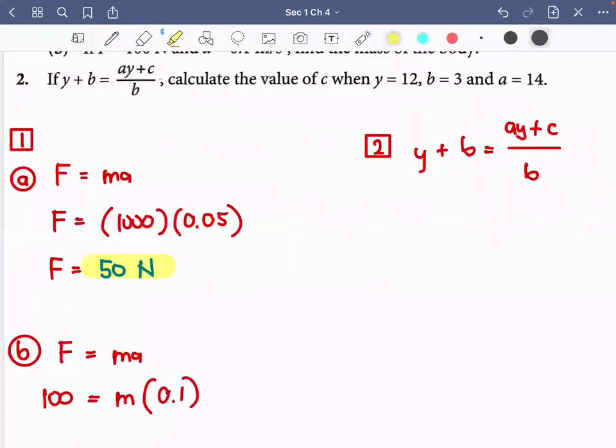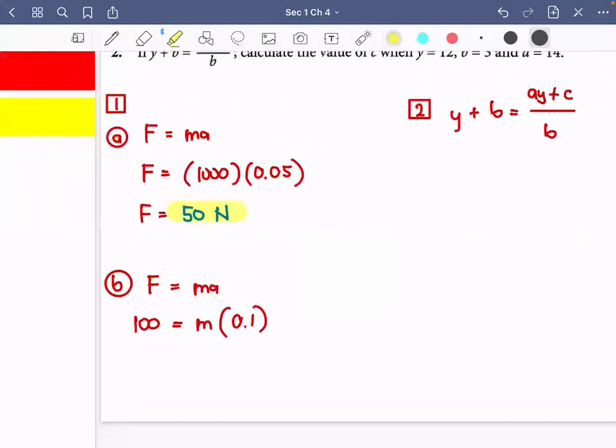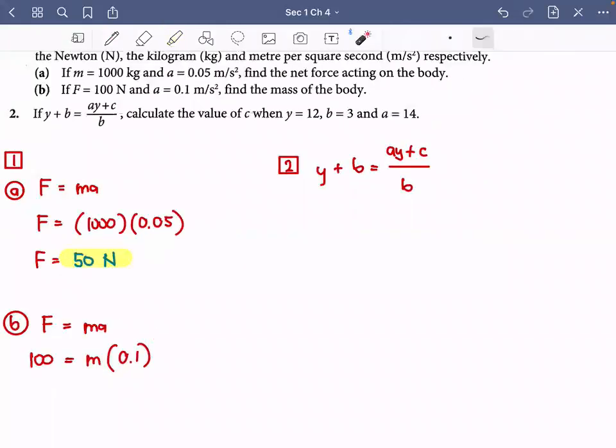Now, how about for 1B? For 1B, we're given the force now. Force is 100 newtons, and acceleration is 0.1 meter per square second. So the question here is, how do we find the mass?